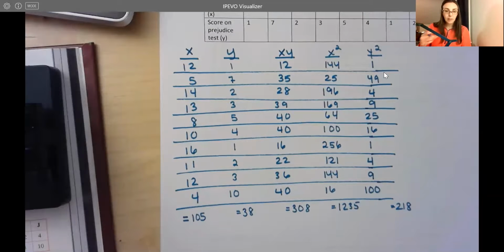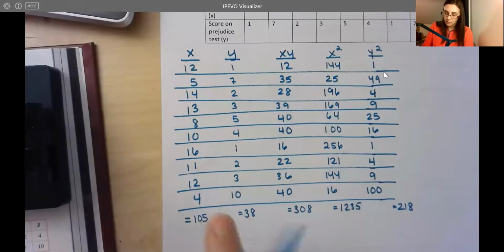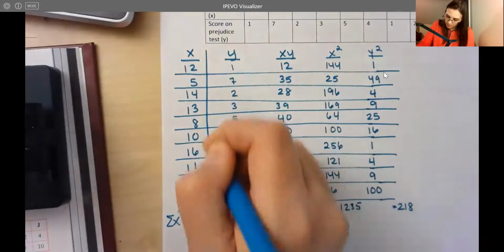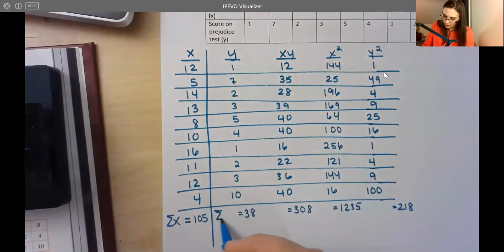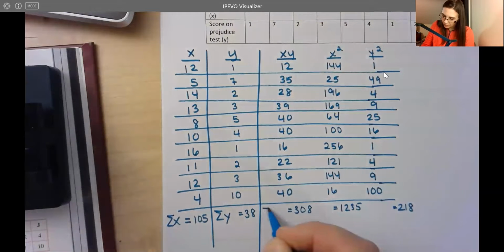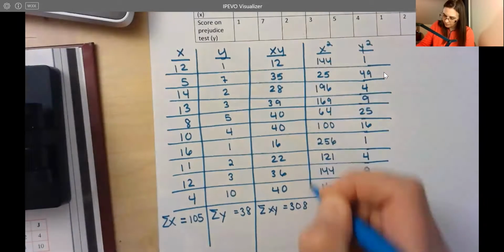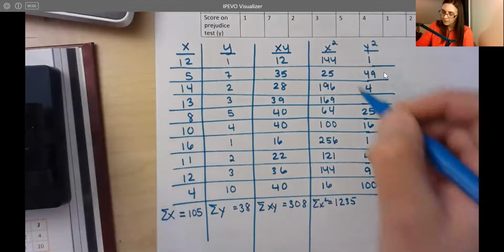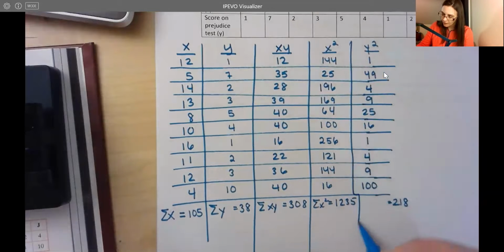Now, what do all these mean? Well, the sum here is the sum of the x's, right? This is the sum of all the y's. This is the sum of all the xy's. This is the sum of all the x squareds. And this is the sum of all the y squareds.